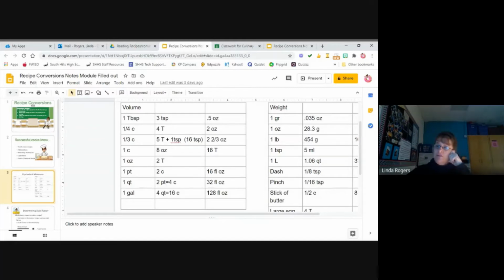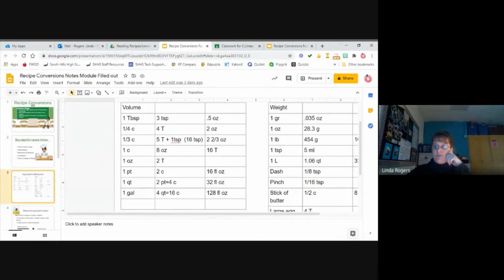Okay. 1/3 of a cup is also equal to 2 2/3 ounces. Okay, so 2 2/3 of an ounce. Make sure you're filling in your chart. We're doing all this together. You will be referring to these when you're doing your assignment today, okay? So make sure you get all of this filled in.